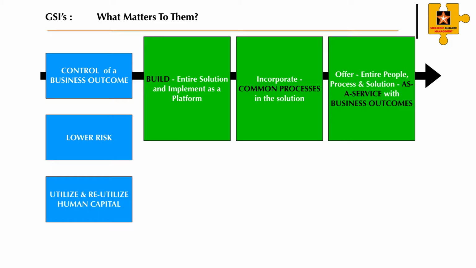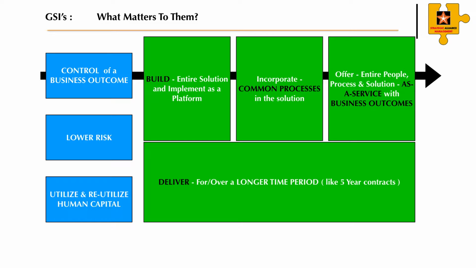So when it comes to controlling an outcome, they want to build an entire solution by implementing the solution as a platform, then incorporate the common processes inside the solution. And the third would be to offer the entire thing as a service with a business outcome. The moment this happens, they gain money through the entire process. And the last piece that matters is that the more they can do it, the more they can control the total outcome, and that's when the customers absolutely need them.